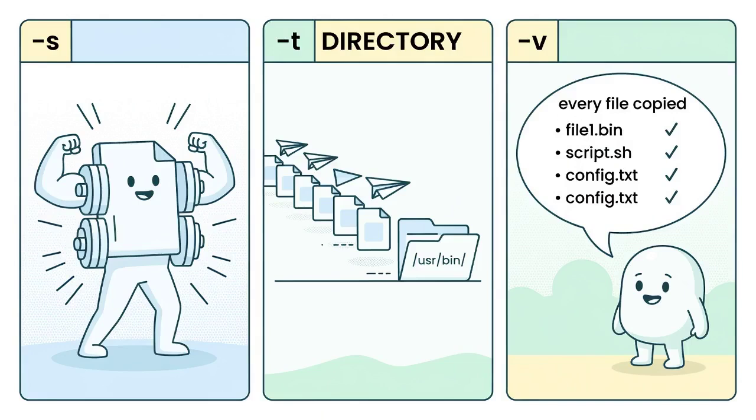Three more flags round out the toolkit. -s strips debugging symbols from binaries, shrinking release builds automatically. No need for a separate strip pass. -t directory copies files into an existing target directory, great for batch installs. And -v prints verbose output so you can see exactly which file went where when debugging a flaky makefile.